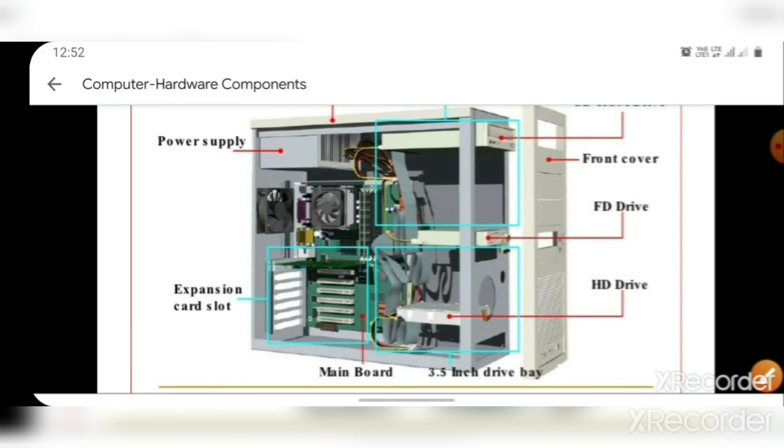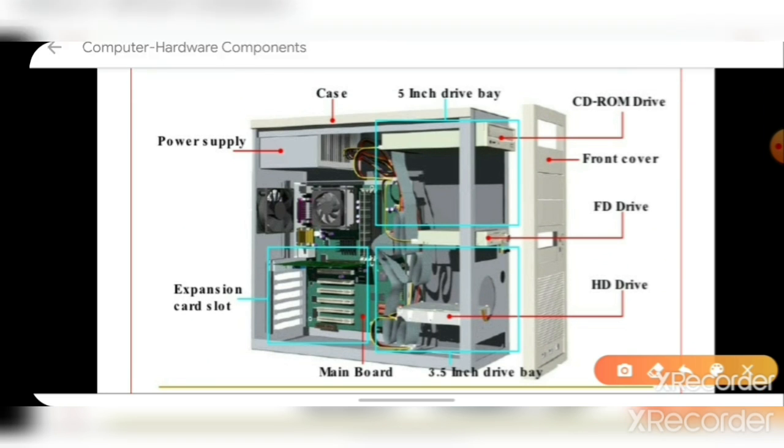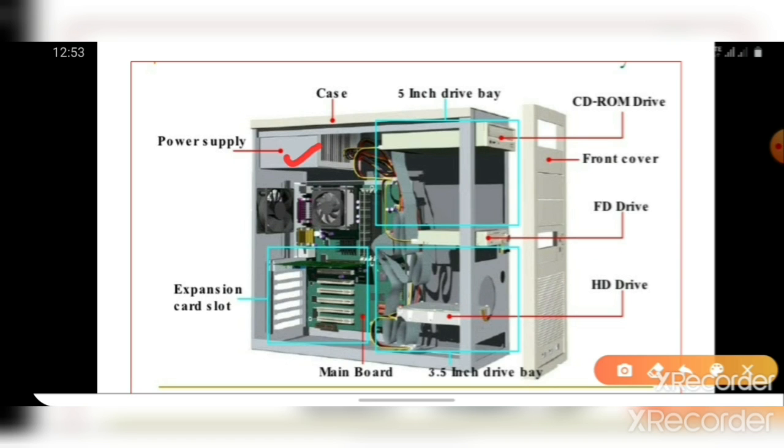Again, let's see. When you open the CPU cabinet, you will find something like this. See, there are different parts: the power supply, the expansion card slots, hard disk, then you have the CD or the DVD ROMs, then you have this green colored board which is called the motherboard or the main board. So all these hardware components, this fan, all these hardware components which are inside the CPU cabinet are called the internal hardware.